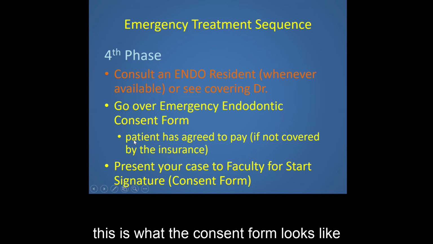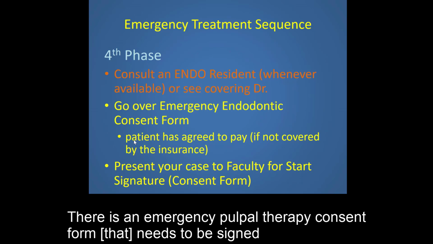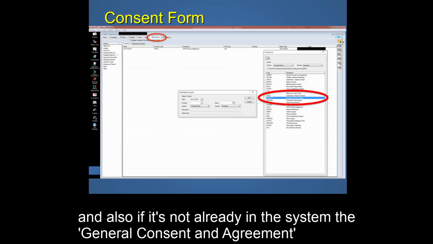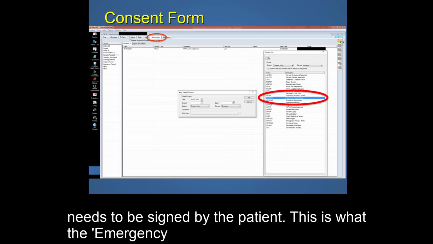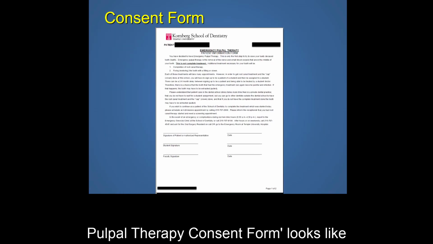This is what the consent form looks like. You find it in attachments. There's an emergency pulpal therapy consent form which needs to be signed. And also, if it's not already in the system, the general consent and agreement needs to be signed by the patient. This is what the emergency pulpal therapy consent form looks like.